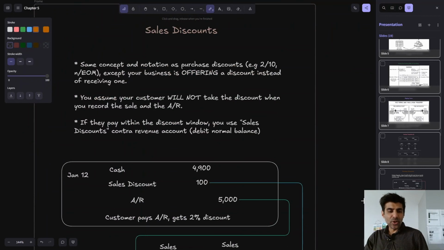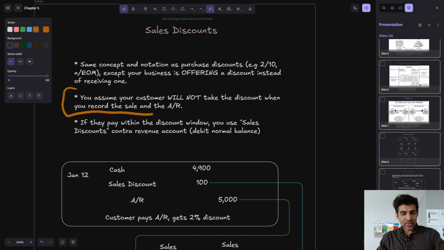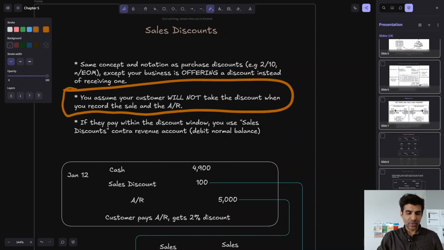You can also offer discounts, right? Just like your vendor offered you a discount, you can offer your customer a discount. You're going to see the same nomenclature and the same formatting, but now you are offering it to your customer rather than being offered it from your vendor. It will look the same, but now you're on the other side of the trade. Your assumption is that you will not take the discount when you record the sale.